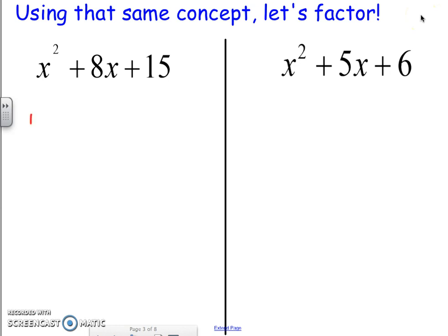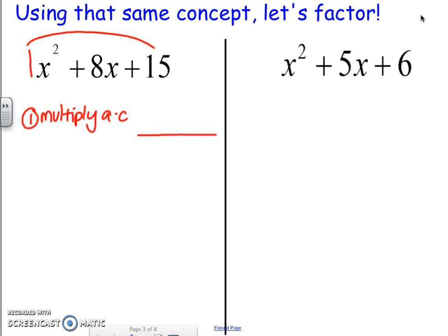So the first step you do is multiply a times c. So here is my a number, which is just a 1. So I'm going to multiply a times c. So you're going to do first times your last, okay? And in the t-chart, here is where your a times c is going to go, and your b term is going to go on the right side. So 1 times 15 is 15, and that's going to go on the product side of my t-chart. And then my middle term, which was an 8, or my b term, is going to go on the right side. So again, this is your a, b, and c. Okay? So after you multiply a times c, you're going to do the t-chart.